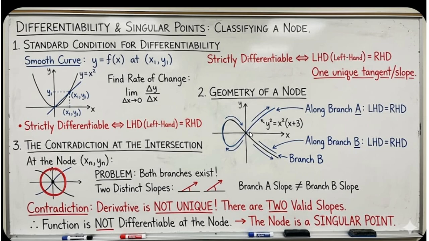But as we discussed, two slopes exist. For branch A there is one slope, and for branch B there is one more slope, for the same per unit change in the input. At that particular point we have two slopes, therefore it is not differentiable. This shows some unusual behavior; that is why the node is called a singular point. This is very important to understand.